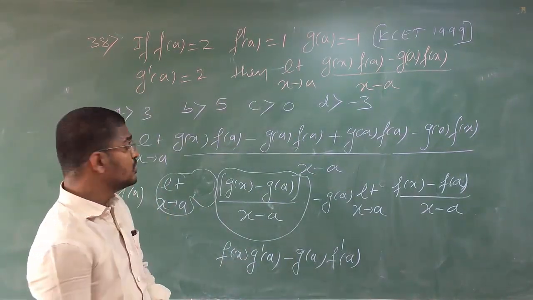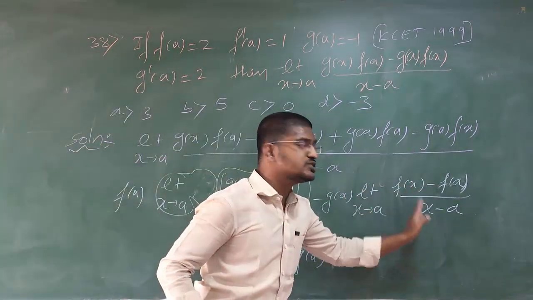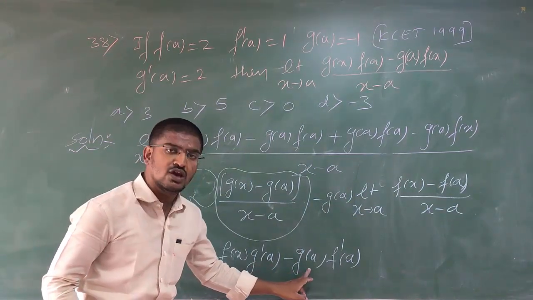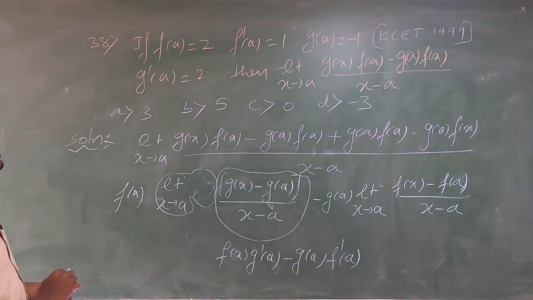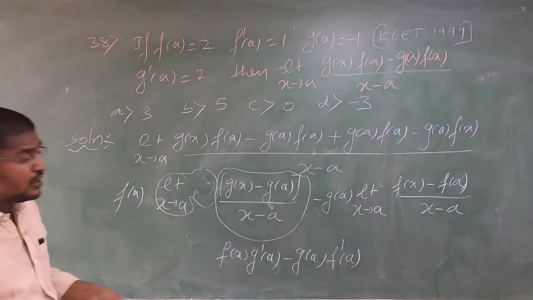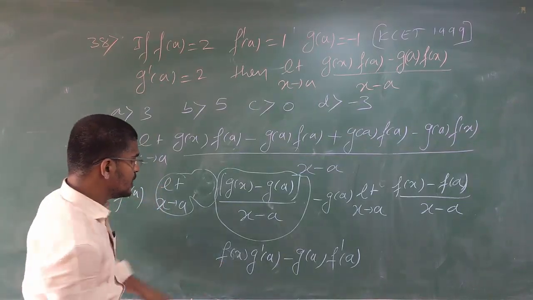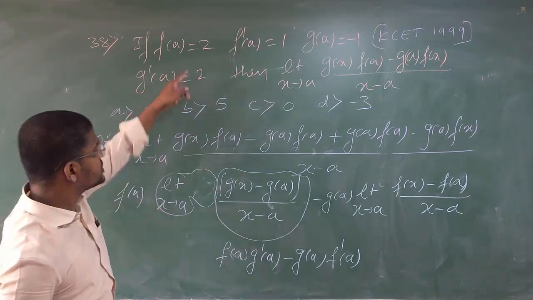Are you getting my point? By first principle method, this will be g dash of a, this will be f dash of a. Therefore, f of a into g dash of a minus g of a into f dash of a is your answer. Clear? So now, what is f of a? What is your f of a? f of a is 2.